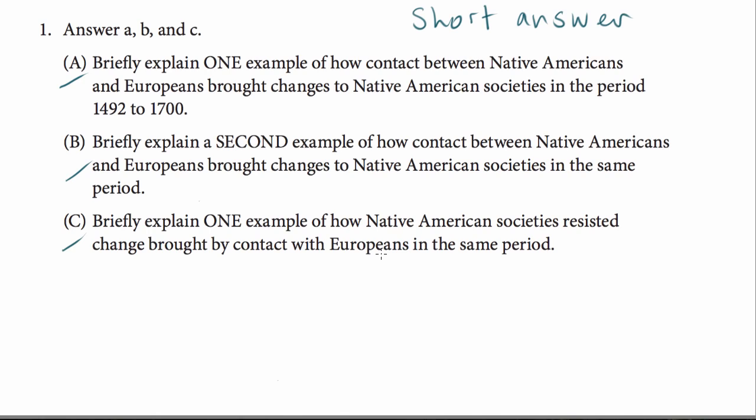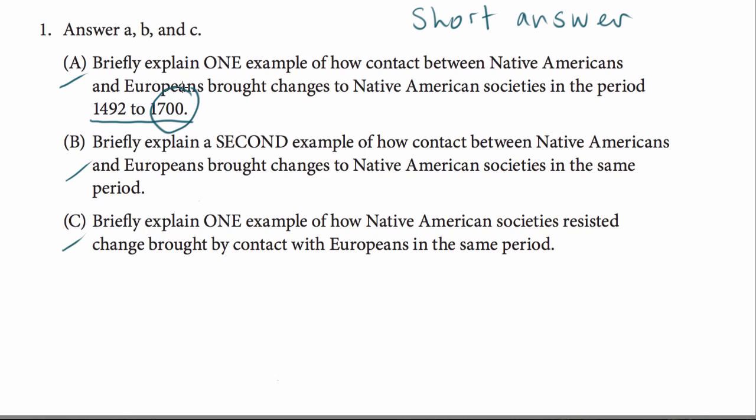So let's read this question, and we're going to read it really carefully, which you'll see is important for a number of reasons. Answer A, B, and C. A. Briefly explain one example of how contact between Native Americans and Europeans brought changes to Native American societies in the period 1492 to 1700. Now, this is really important. Making sure that you know the date range that you're being asked to write about is really key to giving a good answer, because we could talk about Native American history in American society right up to the present. So 1700 is our end date.